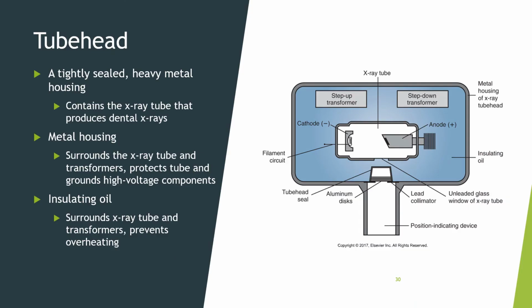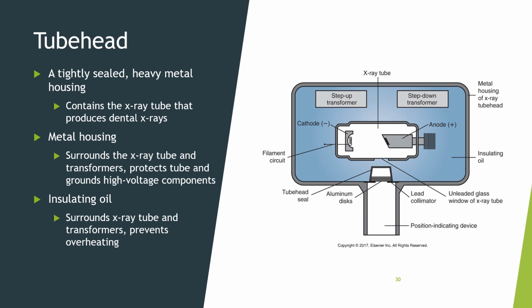Okay, so here we have the tube head. This is a very complex little part of this thing. The tube head is a tightly sealed, heavy metal housing, which contains the X-ray tube that produces dental X-rays. It has the metal housing, which surrounds the X-ray tube and transformers, protecting the tube and grounds high voltage components. So if for some reason the X-ray tube were to be fractured or damaged in some way inside the tube head, that metal housing is going to ground any of those things and keep everyone safe around it.